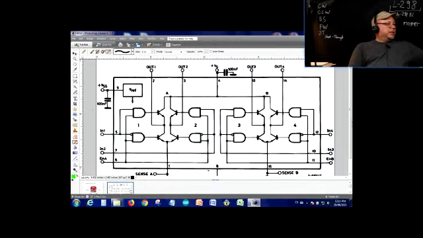So what we have here is output 1 and output 2. This is where the motor is going to be connected. And it's capable of controlling two motors. But we're going to concentrate only on one side of that. The other side works the same.